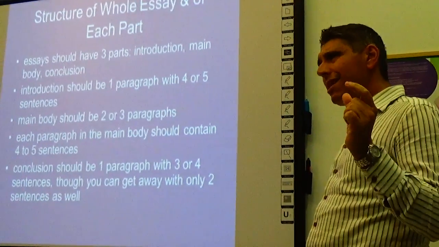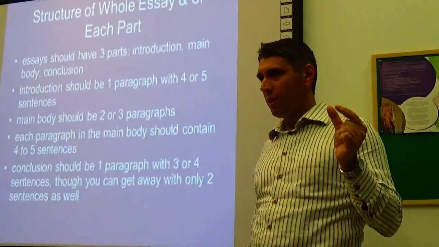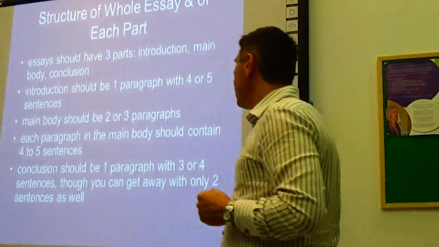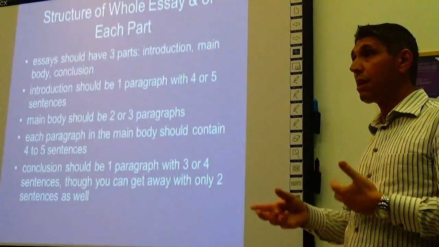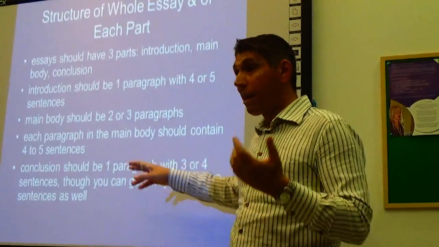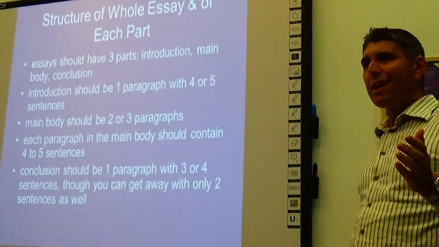I think 3 sentences for a paragraph in the main body is too little, because that means that the topic is not sufficiently developed. They can have more than 5 sentences, but then again, you run the risk of running out of time. And the conclusion should be 1 paragraph with 3 or 4 sentences, although you can get away with 2 sentences as well.